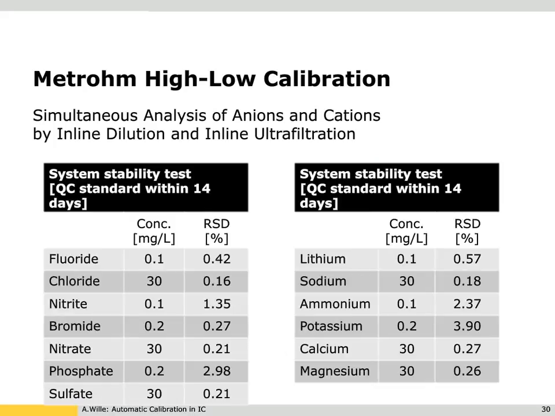A QC standard was run 2 times per day within 14 days. And between the QC standards, a huge series of samples from the environmental field was running. Therefore, the concentrations you see for anions as well as for cations are different. So from 0.1 milligram per liter fluoride to 30 milligram per liter chloride. And you see the relative standard deviation for all these QC standards within 14 days. It's really excellent for anions as well as for cations.